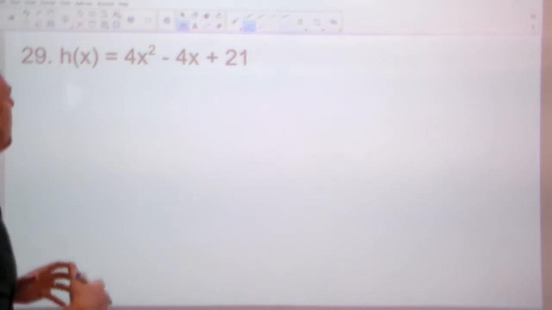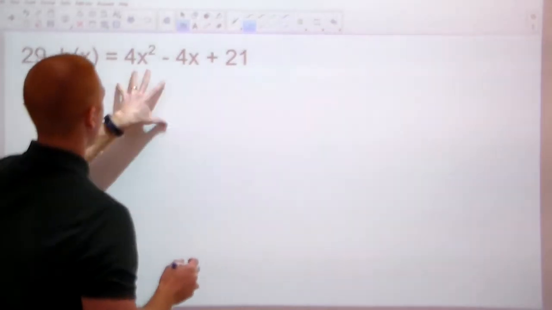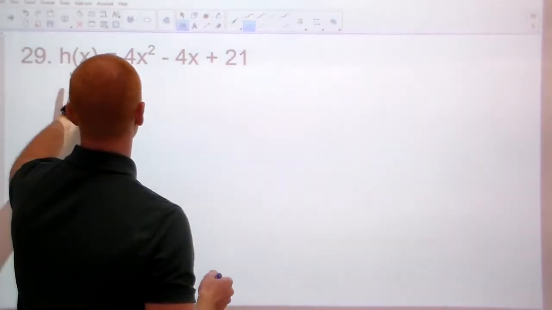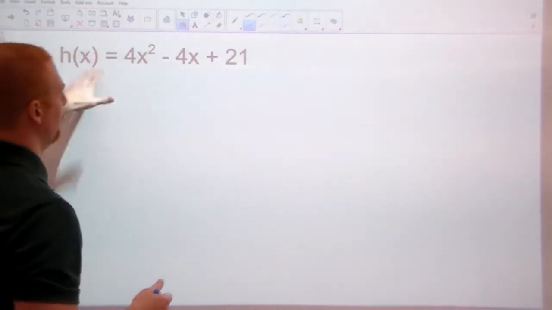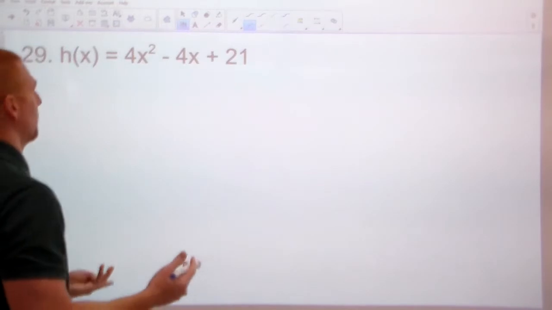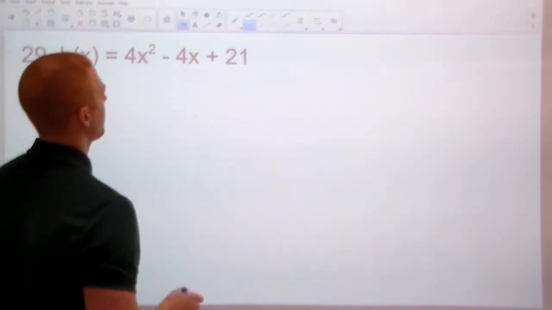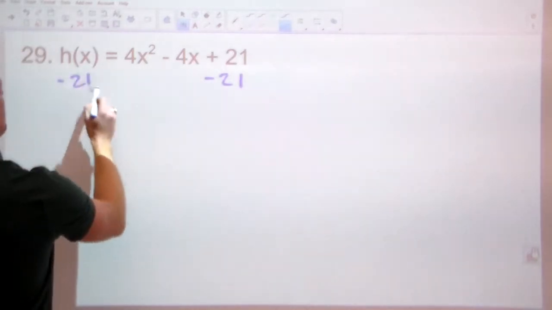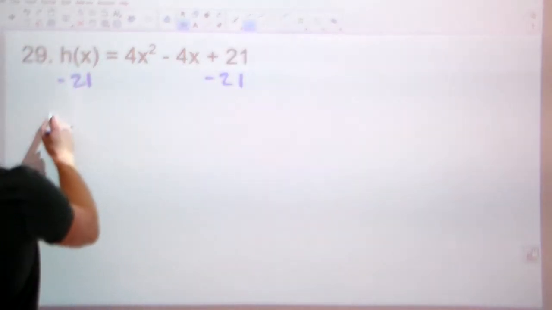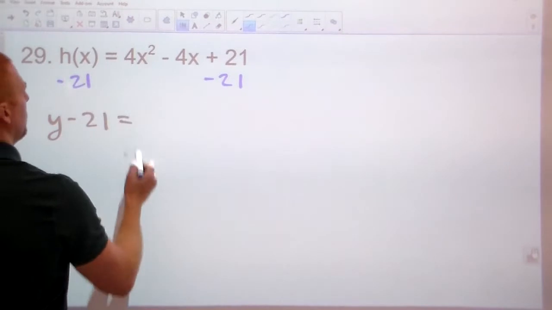the vertex. So I'm going to do this by completing the square, and I'm going to change h of x to y. I think it's just easier to work with. You can certainly leave it that way. It's just more stuff to write. The very first step that I like to do is always to subtract the constant on both sides. So I'm going to rewrite that as a y, and then I'll put minus 21.